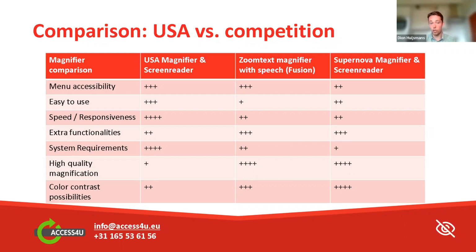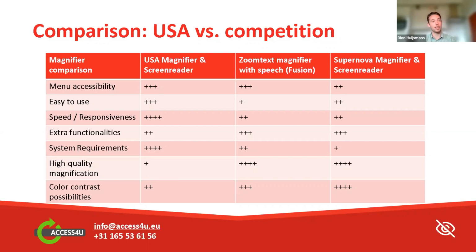But due to the fact that we don't offer these extra functionalities, the system requirement is different compared to the other competitors. Our system requirement is relatively low, which makes sure that everyone can basically use the package, whereas ZoomText and the other competitors usually have more delays, or you need a more recent computer to make use of the software.